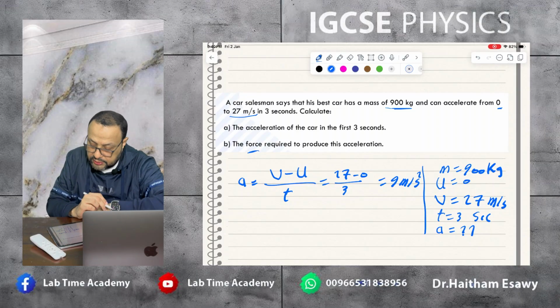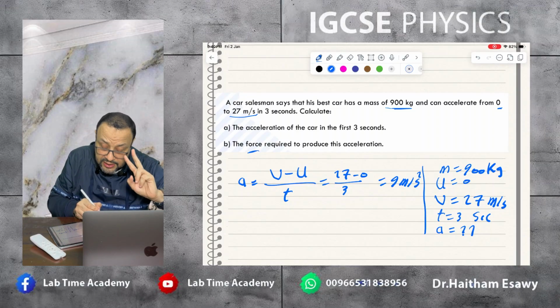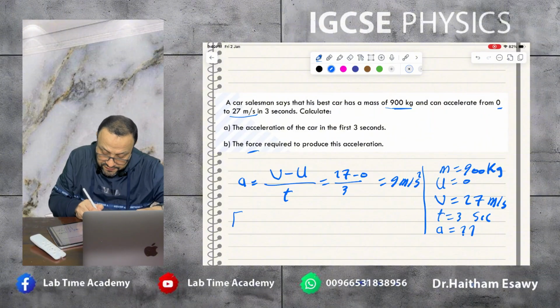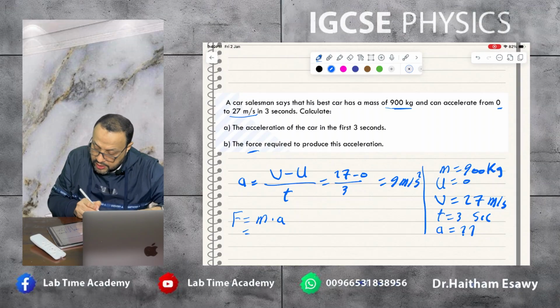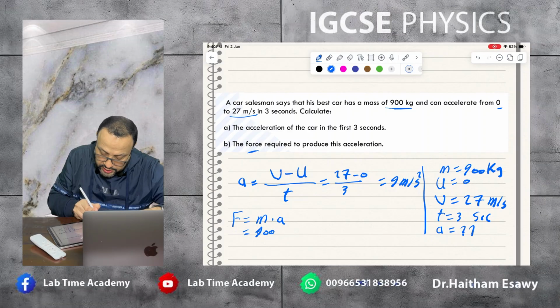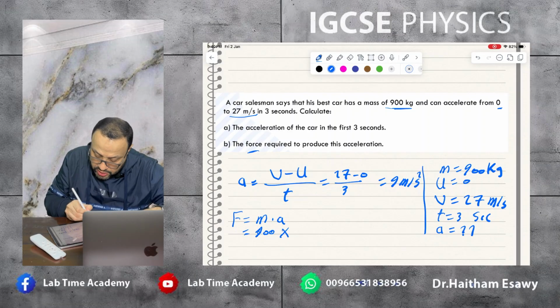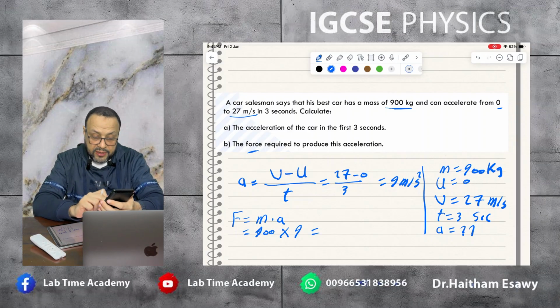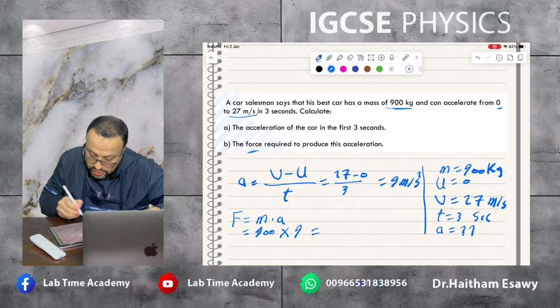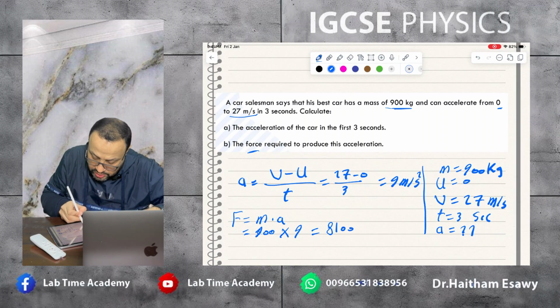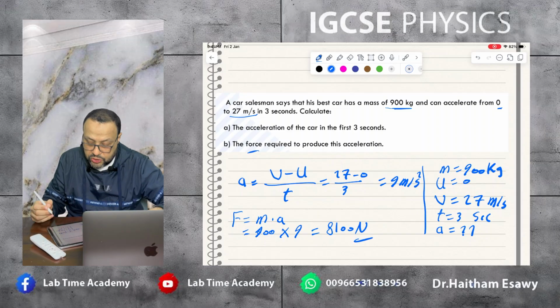The force required. How can I get the force? Newton's second law. So we have F equals m times a, so equals m, which is 900, times acceleration 9. So we have 900 times 9. It will be 8,100 Newtons. This will be the answer.